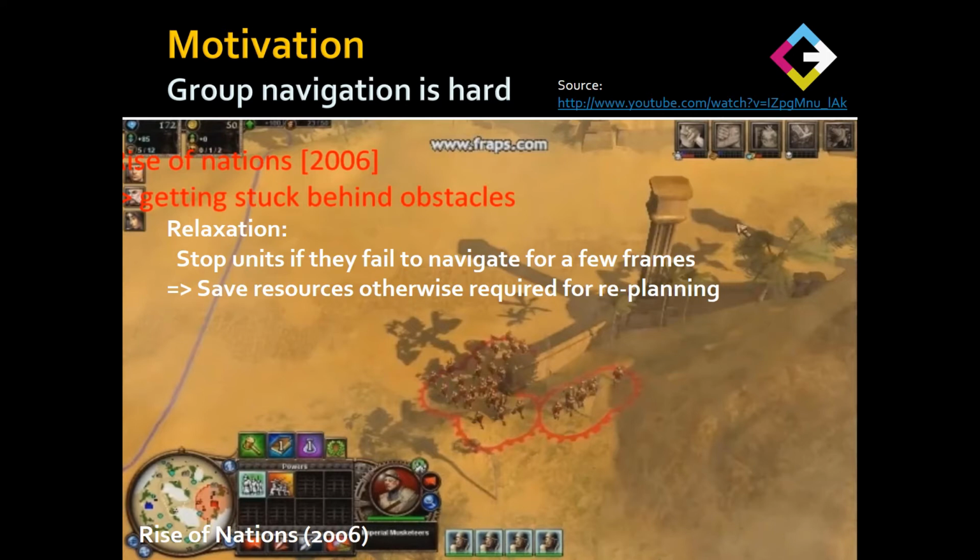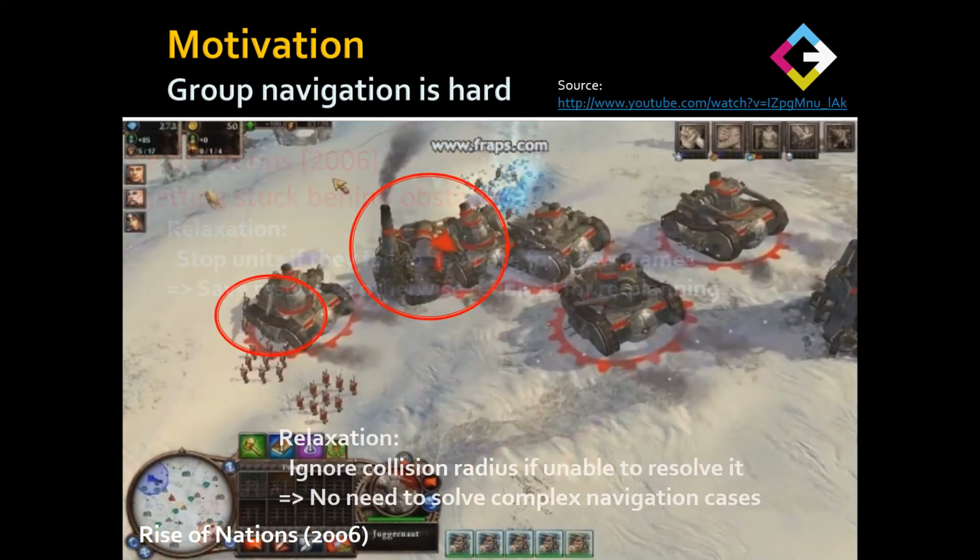Units might start straying from the original path if you are not careful enough, and if you decide to stop them if they deviate too far, you might get into a situation where units fail to reach their destination, like in Rise of Nations. The same game has units of asymmetric sizes and different speeds. Here the game uses a relaxation of the collision radius. If it finds the situation not to be easily solvable, it just lets units pass through.